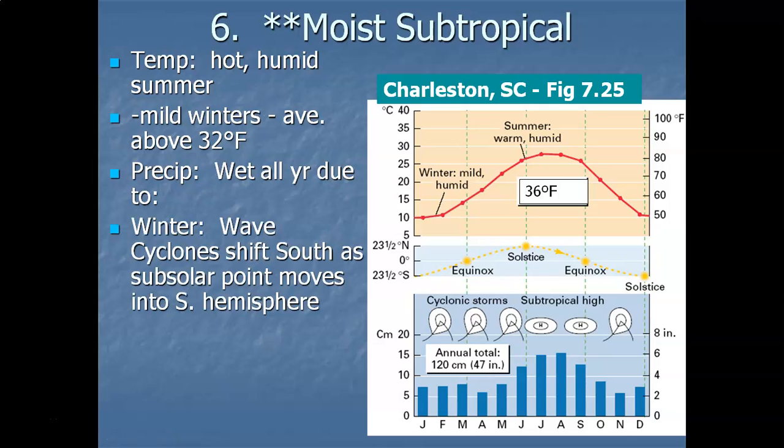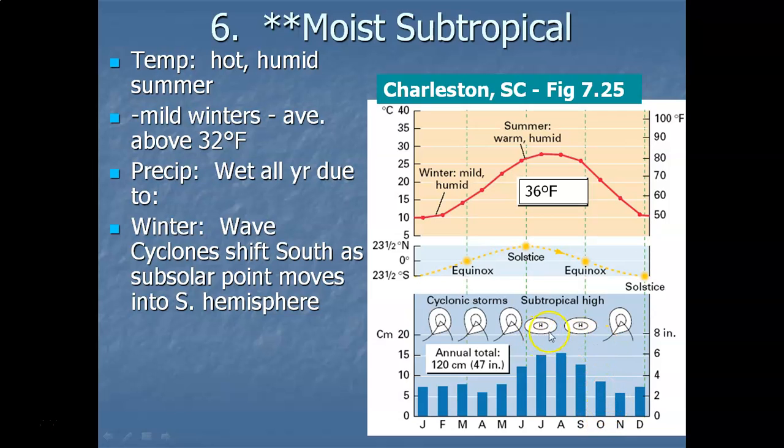Now, in wintertime, our precipitation is in the form of frontal precipitation. Wave cyclones start to make their way into subtropical latitudes. Now, this is one of those climates where you have to think about the shifting pressure belts. If you think about it, usually in about October, we start to get our first cold front. And then they start to come more frequently and more intensely. And you're like, why all of a sudden in October do we get our first cold front?